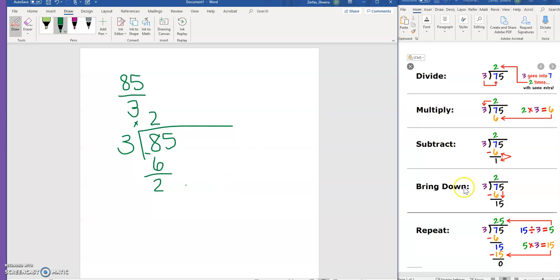Next, we bring down. So this 5, we only bring down one number at a time, gets put directly next to our original remainder of 2. And then we repeat the process. So going back to the top, we're going to divide 3 into 25, getting as close to 25 but not greater. So 3 8 times would be 24. That gets subtracted. And we have no numbers left to bring down, so this 1 becomes our remainder.